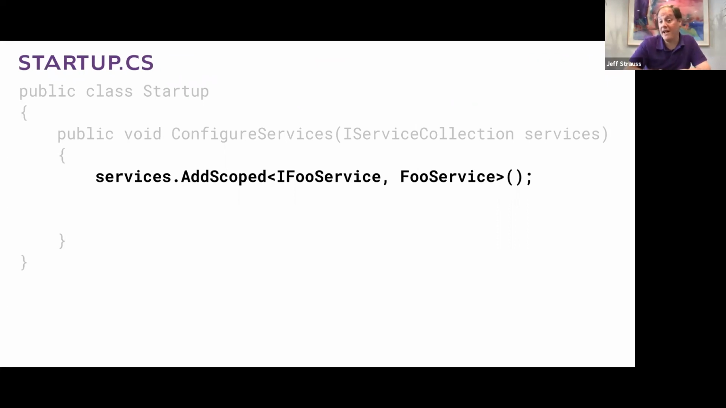And now once I do that, if I inject my IFooService into some other dependent class, then I'm going to get some default constructed version of the FooService object.